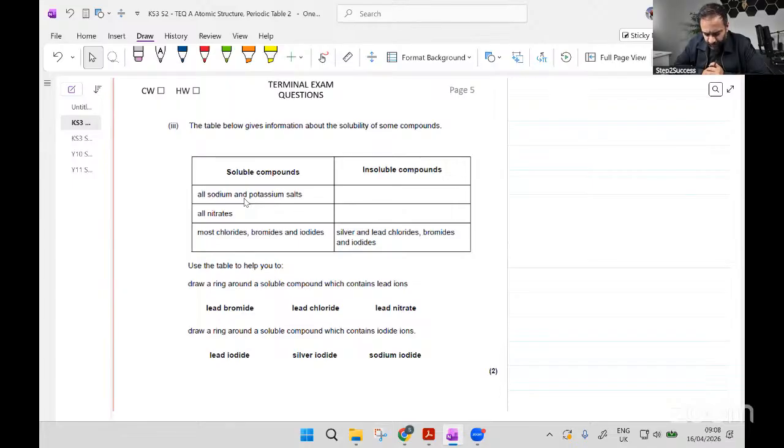A soluble compound which contains lead. So soluble, anything that has nitrate in it would be the answer. All nitrates are soluble. So lead nitrate contains lead and is soluble. Draw a ring around soluble compound which contains iodide ions.